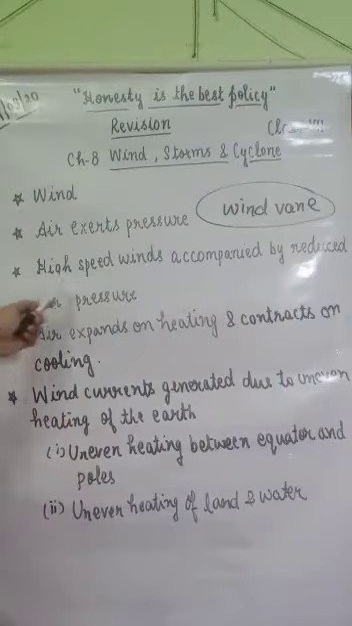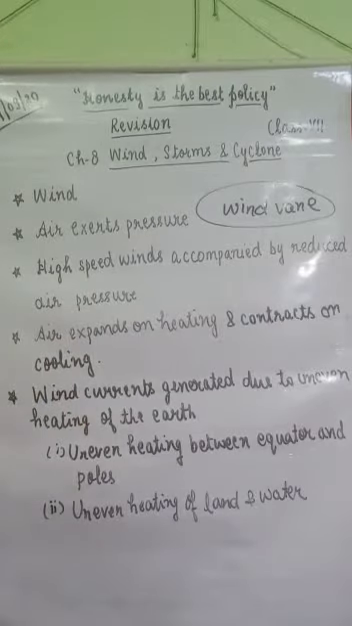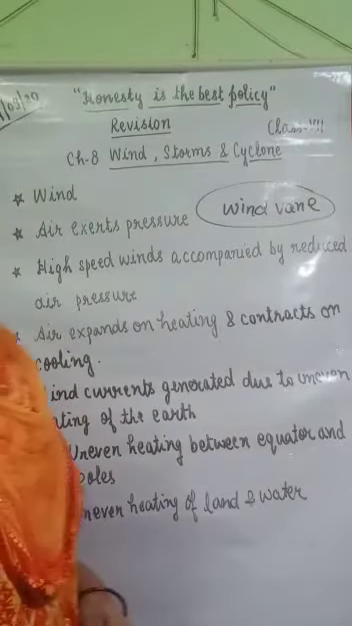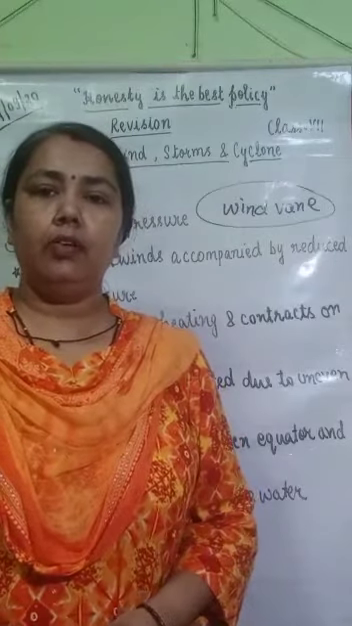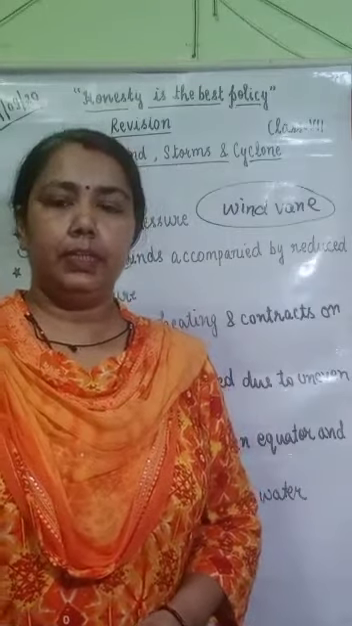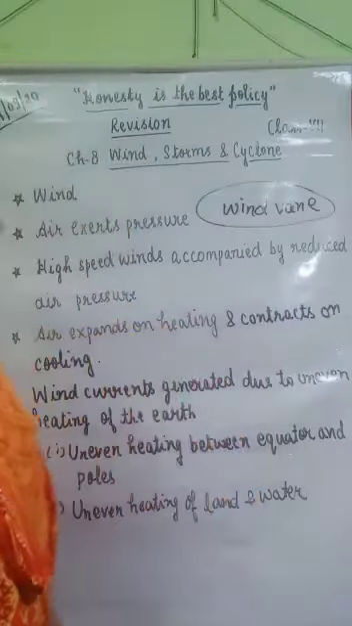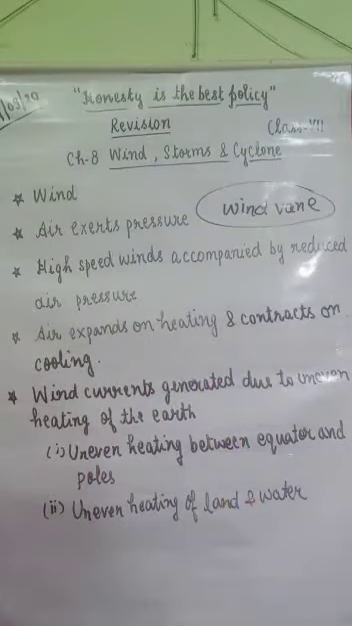Next, high speed winds are accompanied by reduced air pressure. Air moves from the region of high pressure to the region of low pressure, and air pressure reduces when wind speed increases. That is why high speed winds are accompanied by reduced air pressure.